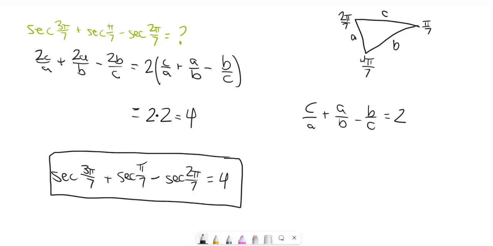So in summary, I wanted to show the rest of the trig ratios that come from the heptagonal triangle. I wanted to show a couple of identities that naturally arise from it, and I felt like I did that today.